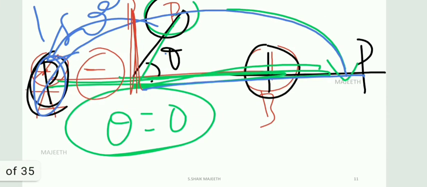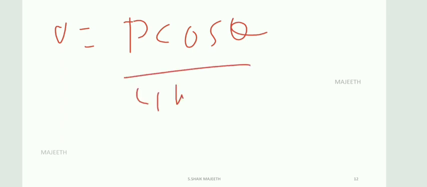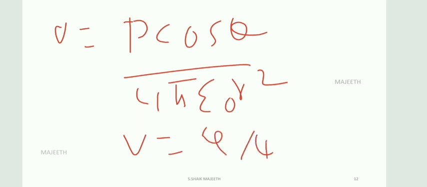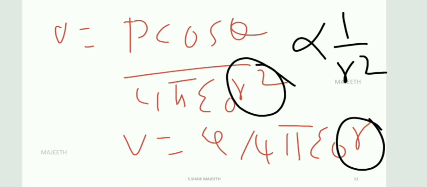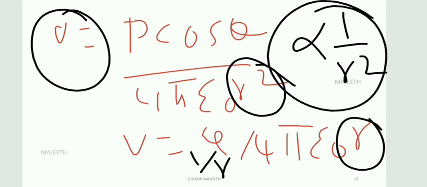Very, very important. Right? So we found that potential due to dipole is V is equal to P cos theta divided by 4 pi epsilon naught r squared. We know potential due to point charge is Q by 4 pi epsilon naught r. So which one is decaying fast? This is proportional to 1 by r squared. This is proportional to 1 by r. So potential due to dipole reduces so fast compared to the potential due to point charge.